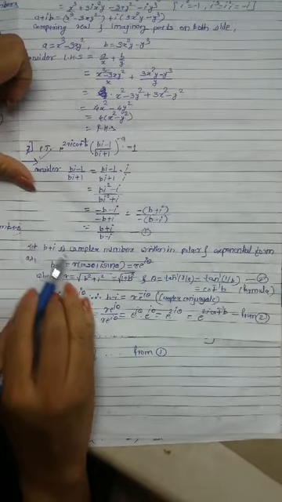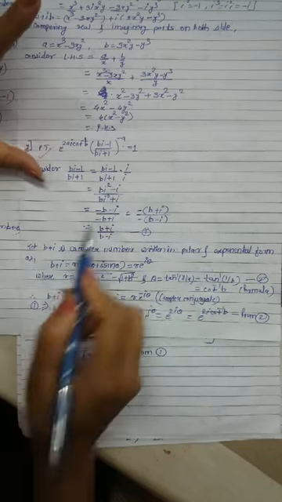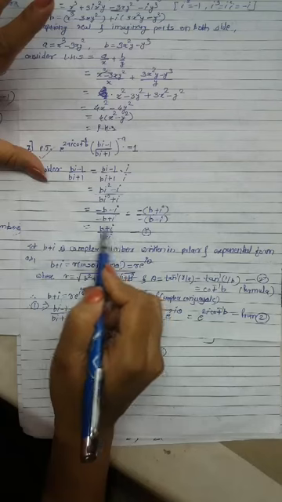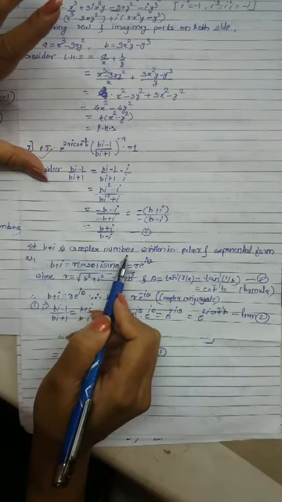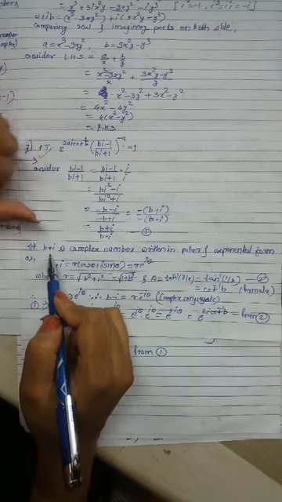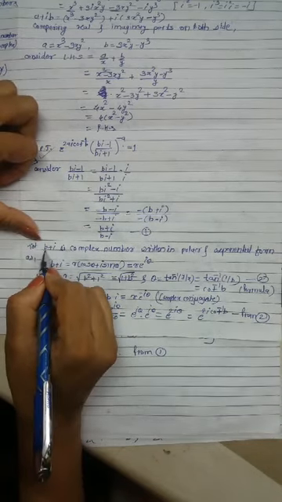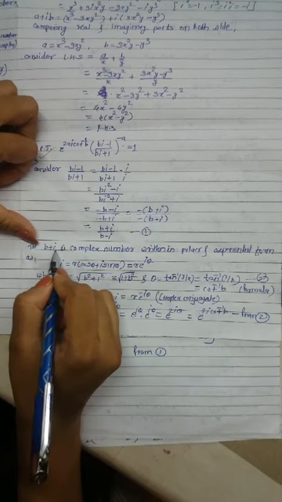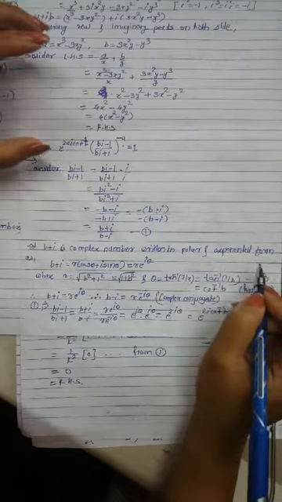Now b plus i is a complex number. Consider the complex number in the numerator. b plus i is in Cartesian form, where in x plus iy, the x value is b and the y value is 1. Therefore we have to convert it into polar and exponential form.